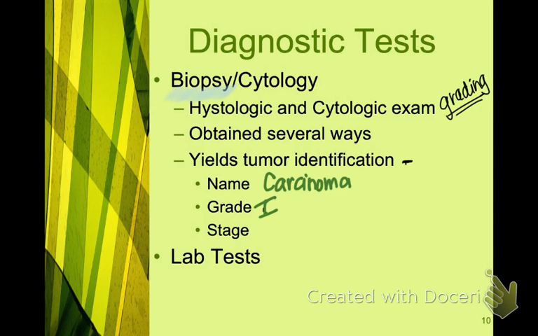So an example would be a carcinoma, grade 1, stage TIS, NOMO. What does that mean? No nodes, no mets. What's TIS? Tumor in situ. Good. So it was contained.